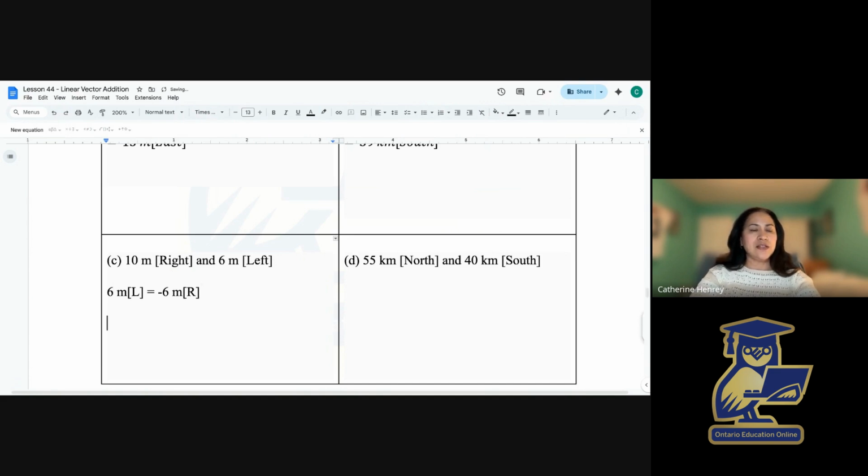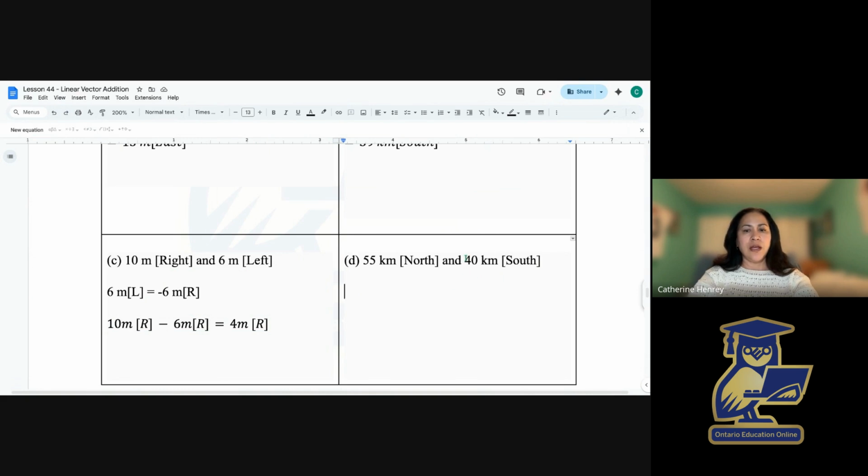And so what that allows us to do is then subtract the magnitudes. So we will have, I'm going to use an equation, 10 meters to the right. And this time I'm going to write minus the 6 meters to the right. And that's going to equal 4 meters. Again, don't forget your direction. Right. I'll use a capital R. So there you go.